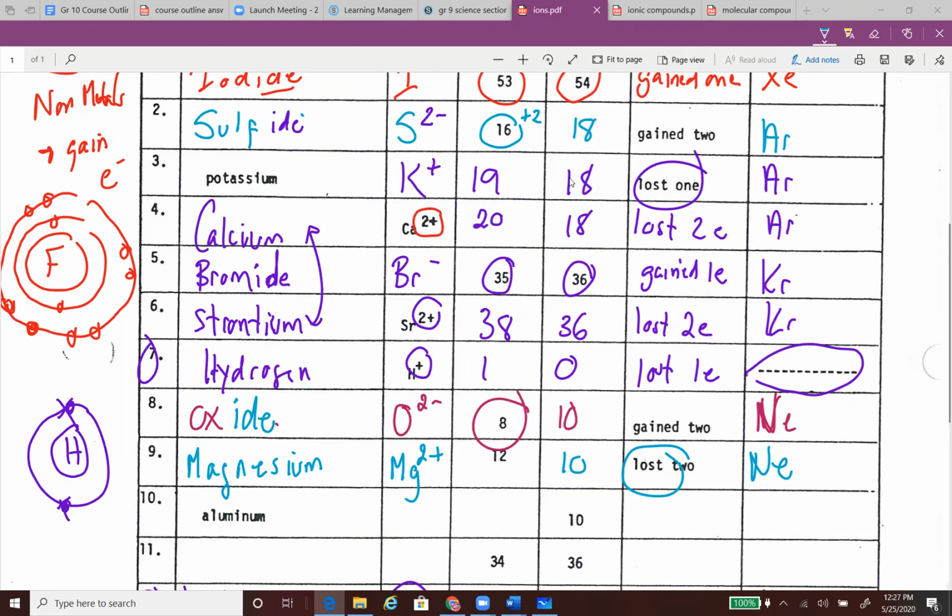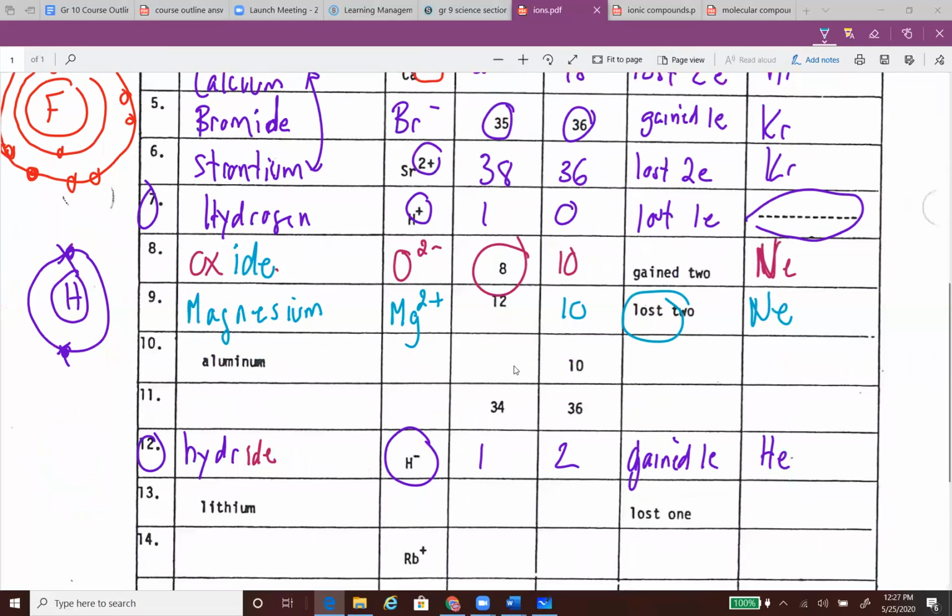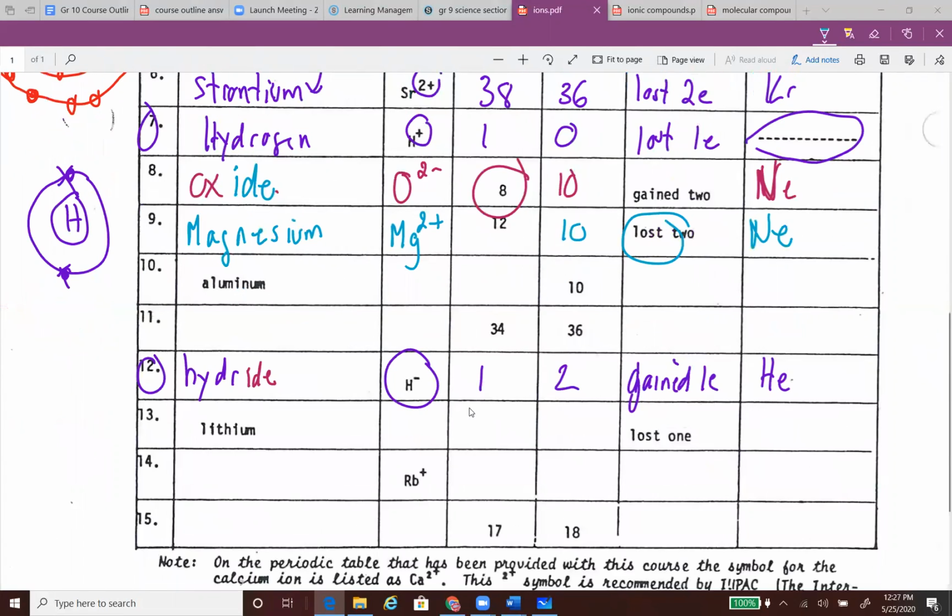So here's what I can tell you for sure. If it loses electrons, the name doesn't change. If it gains electrons, the name changes to an IDE ending. All right. So let's take a look at aluminum. I'll do aluminum, and then you could do the last 4, because we did hydride already.